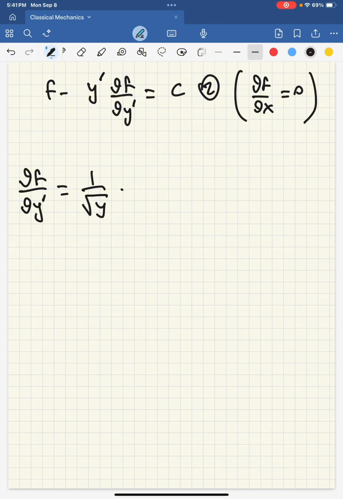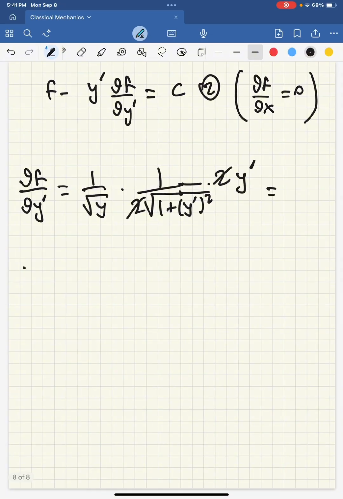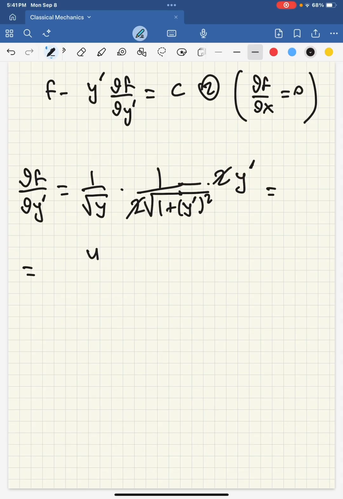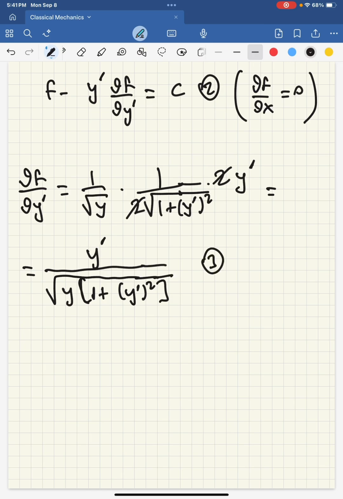So it works the same way. So this becomes 1 over 2 times the square root of 1 plus y prime squared, and then times 2 y prime, because again y prime is just a variable in this case. So the partial with respect to y prime is simply y prime over the square root of y times 1 plus y prime squared, and let's call this equation 3.